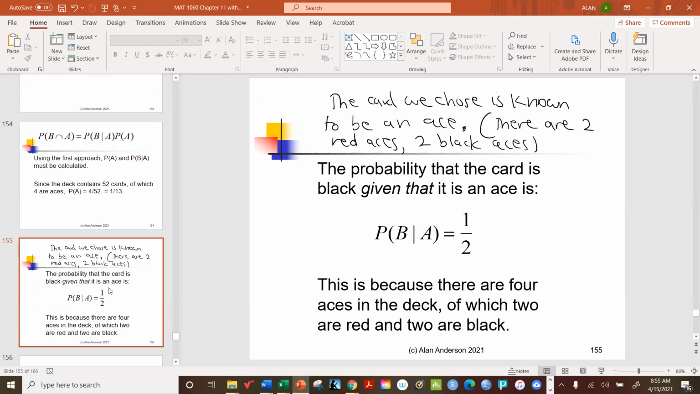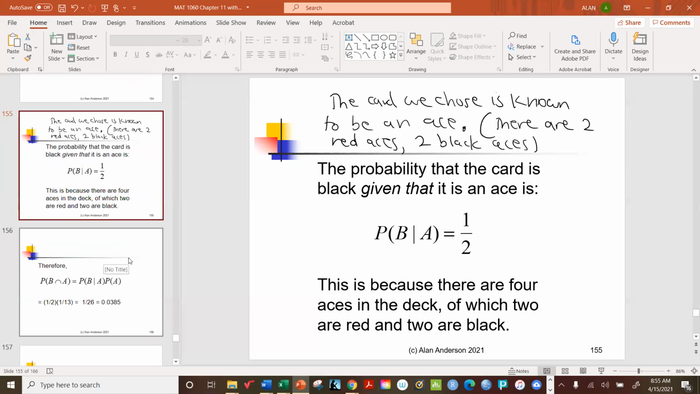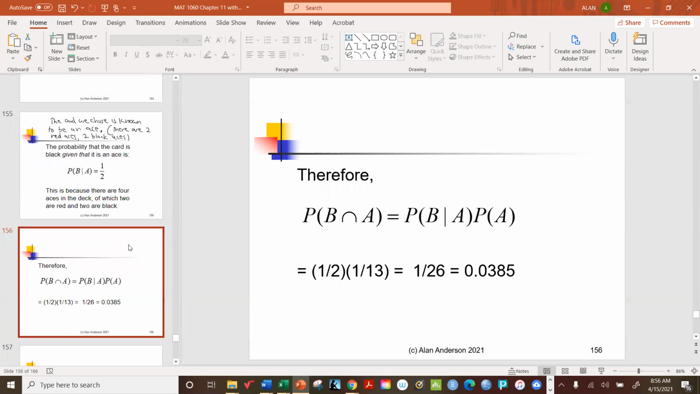So now I can combine these to come up with the answer that we need. So remember, we just got through proving that the probability of B given A is 1/2, and that A is 1/13. If you multiply those out, you get 1/26, which is approximately equal to 0.0385.